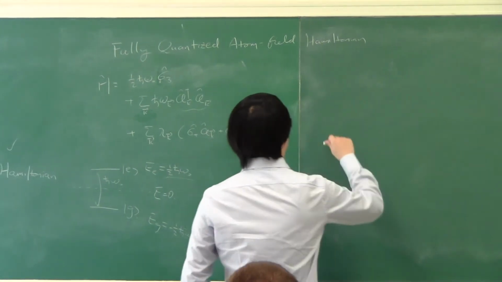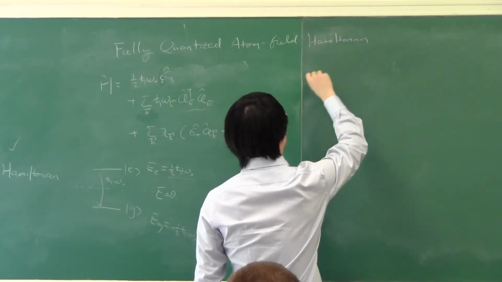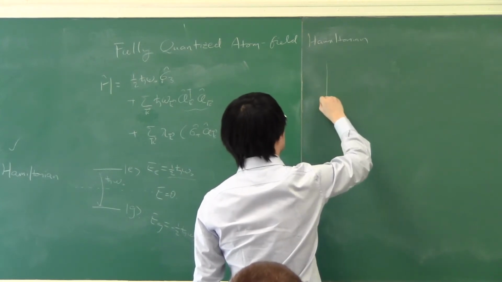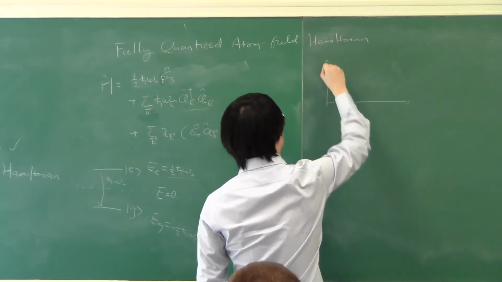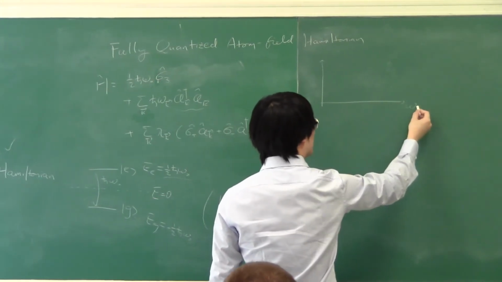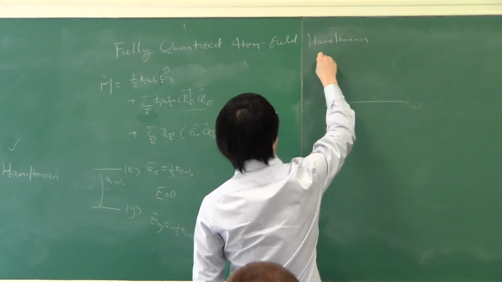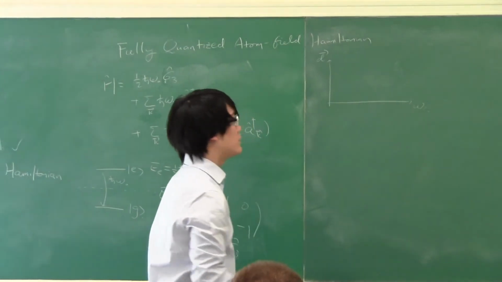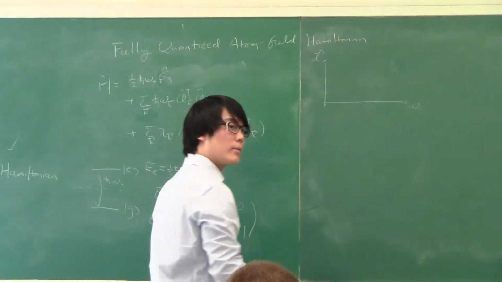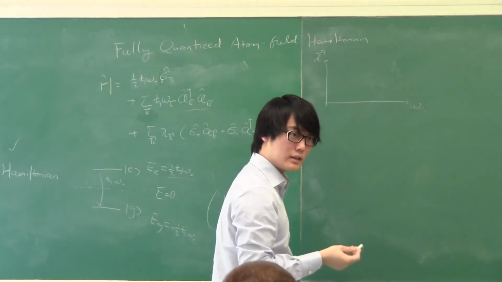So I need to tell you guys the regime of relevance of this Jaynes-Cummings model. If I were to plot out the transition frequency and the atomic dipole moment, roughly it's going to be a bunch of peaks, corresponding to the allowed transitions of the atom.